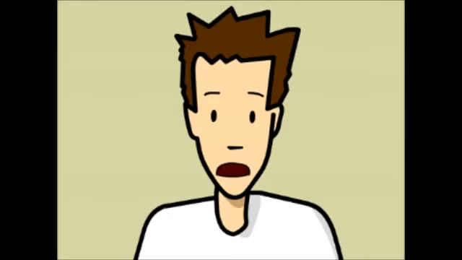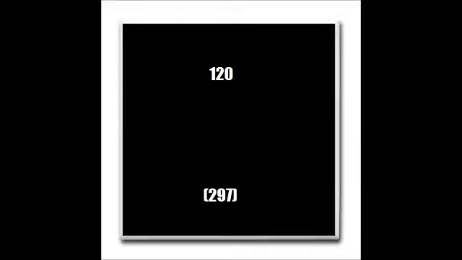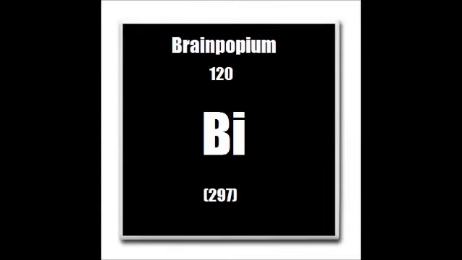As you can see, there are many, many more elements that can exist on the periodic table due to these patterns. We'll do one more for the sake of time. An element with an atomic number of 120 and atomic mass of 297. This element we'll call Brainpop Ms.